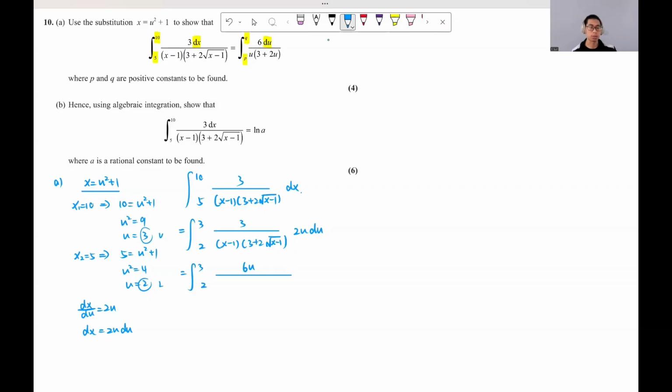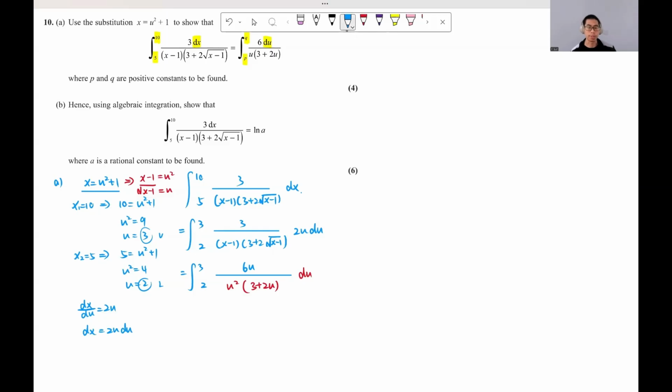Because x equal to u squared plus 1, if we rearrange that, x minus 1 has to be equal to u squared. So we can change that x minus 1 into u squared. And then square root of x minus 1. If we square root both sides, then root x minus 1 is equal to u. So we can change root x minus 1 into u as well, and then du.